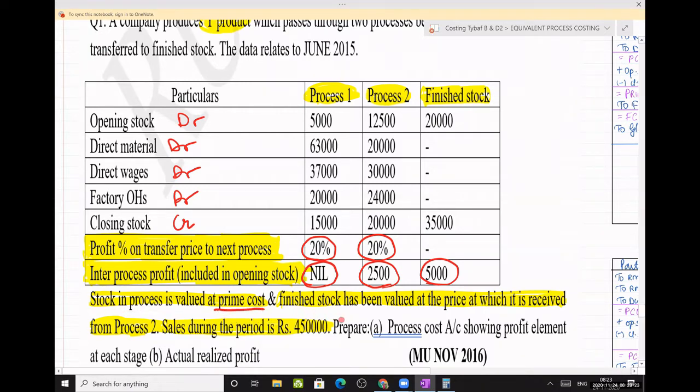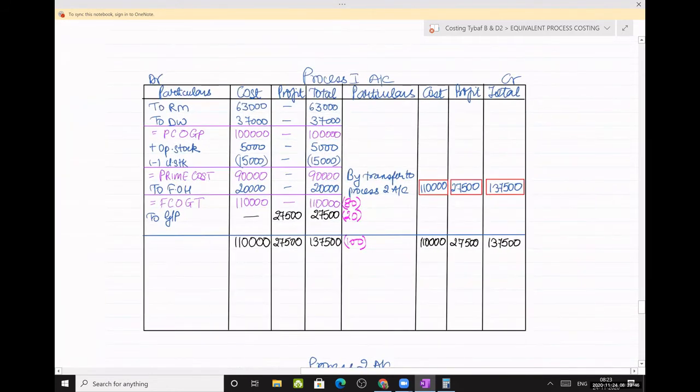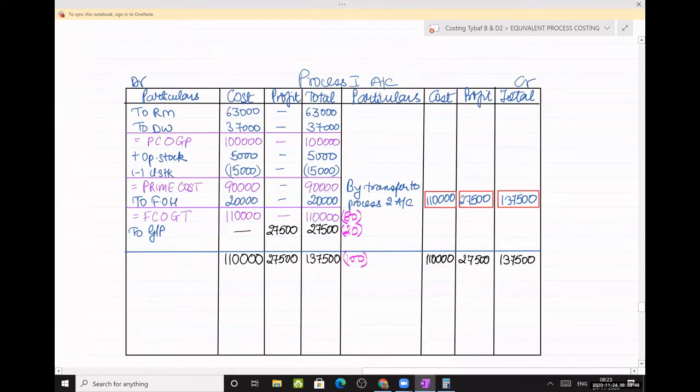Finished stock has been valued at the price at which it is received from the process. Sales during the period is 4,50,000. Prepare a process cost account showing profit element at each stage, and actual realized profit. Let's see. To start with the question, prepare this. I hope the question is clear to everyone. Acknowledge it in the chat box. Did you understand the question? That is very important. Try and understand the question.